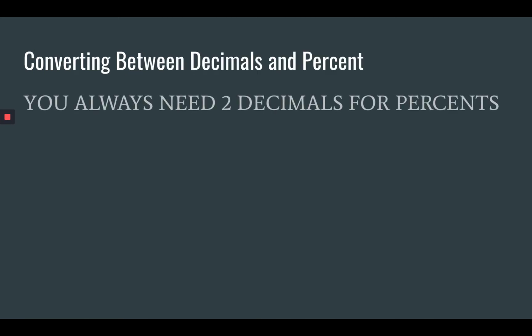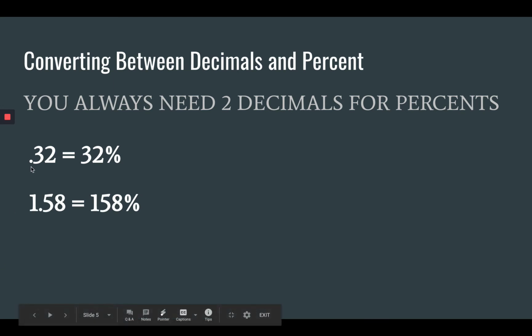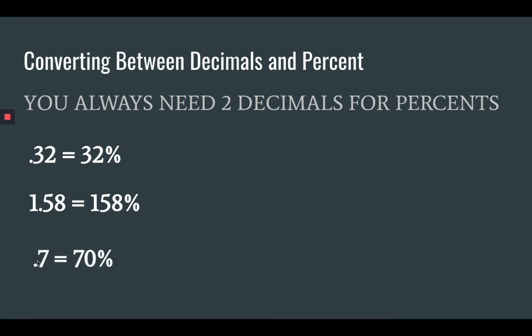All right, we're going to start with the first topic on the quiz, converting between decimals and percents. You always need 2 decimals for percents. So 0.32 is 32%. 1.58 is 158%. You notice that I'm moving the decimal 2 to the right. 0.7, you need 2 decimal places for percents, is 70%.